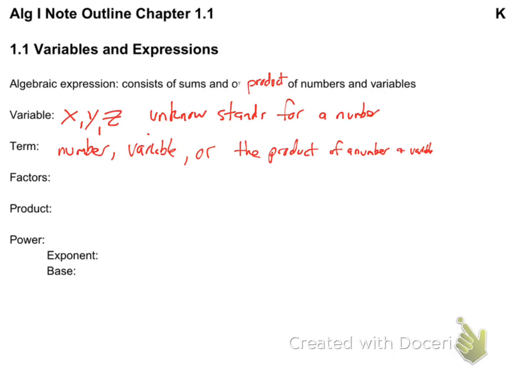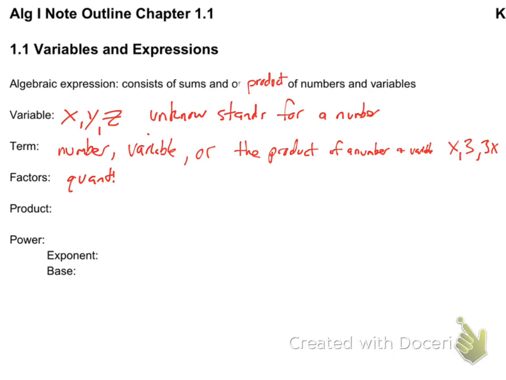So, factors, guys. A term is just a number, a variable, a product. I can call X is a term, 3 is a term, 3X is a term, okay? Those are all examples of terms. But what does it mean to be a factor or factors? Yes? Like the quantities being multiplied. Yeah, the quantities that are being multiplied.